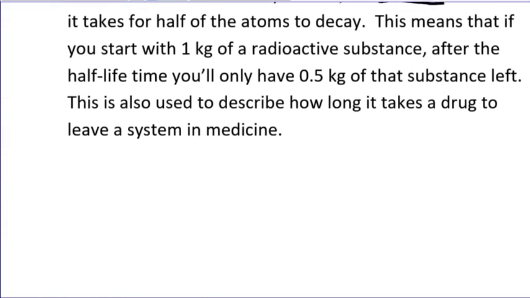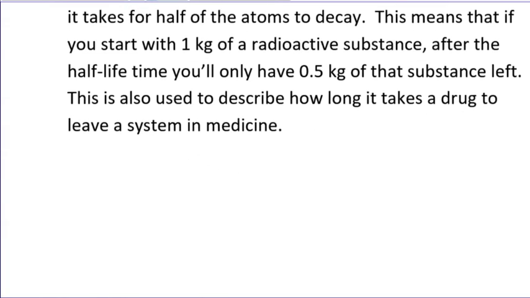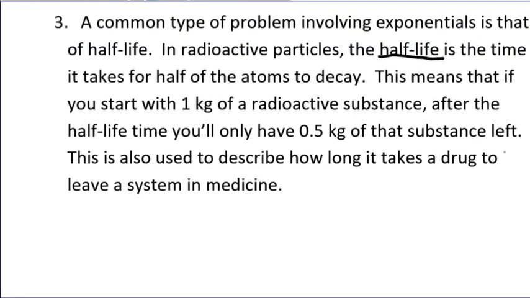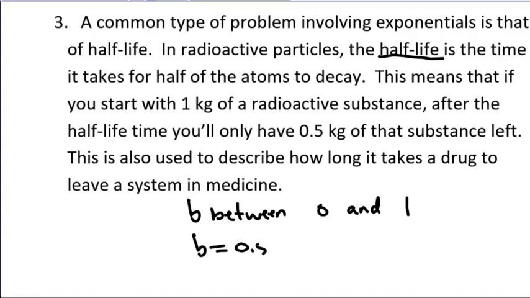Now, the only thing that changes with half-life is they didn't tell you the growth rate, or in this case the decay rate, because this is leaving your body. We know from before the holidays that when you have a decay, your B value is a number between 0 and 1. It's a decimal value between 0 and 1, like 0.5, 0.75, and that means that you're decaying instead of growing. Well, half-life has the word half in it, so B is equal to 0.5. And that's one of the biggest and only changes in this question.